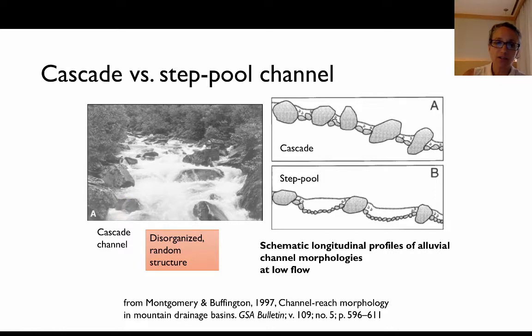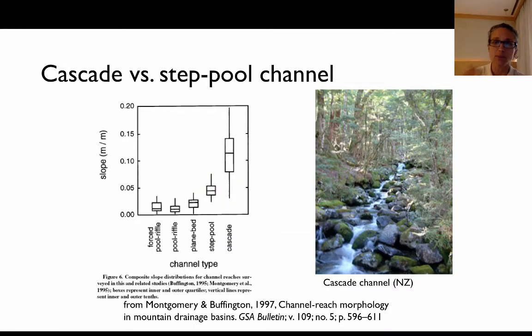There's another classification for steep channels that's called a cascade. And the difference, you can see sort of more of the randomness of this diagram up here, A, the cascade, versus the step pool, where you have coarse material with finer material creating the flat water surface in the pool, followed by step, followed by pool. So, oh, and this is at low flow. And this is an image here of a cascade channel. So it's more disorganized, chaotic, random structure, whereas a step pool channel is more organized.